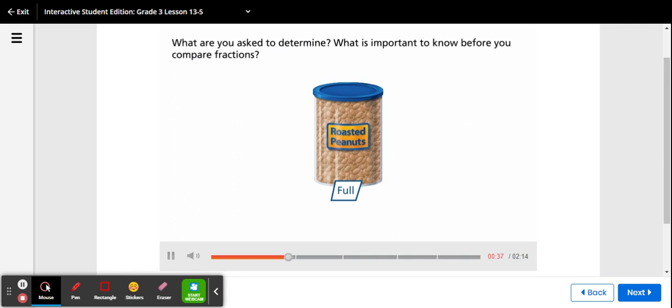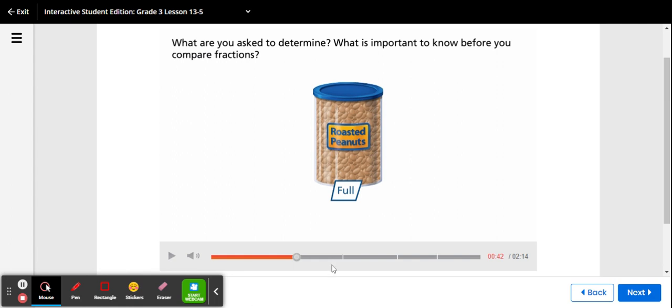What are you asked to determine? What is important to know before you compare fractions? So it's wanting to know who, of course, had the most peanuts. And the important thing that we have to remember when we compare fractions is that you cannot compare them if our fractions do not have the same whole.